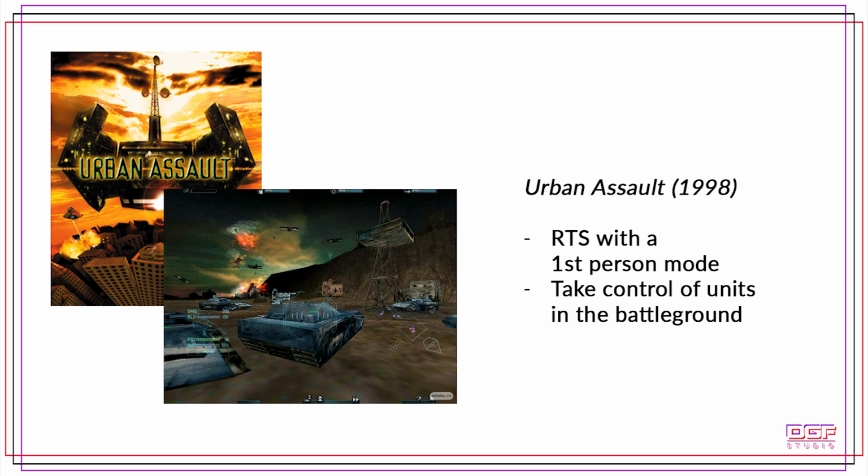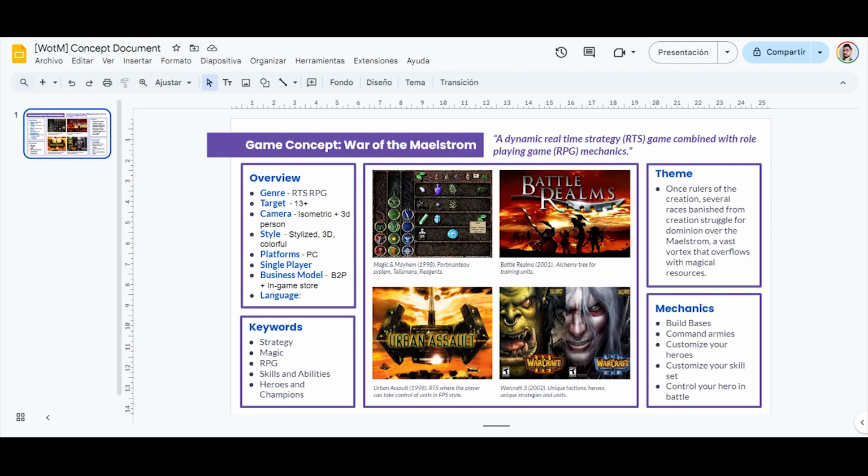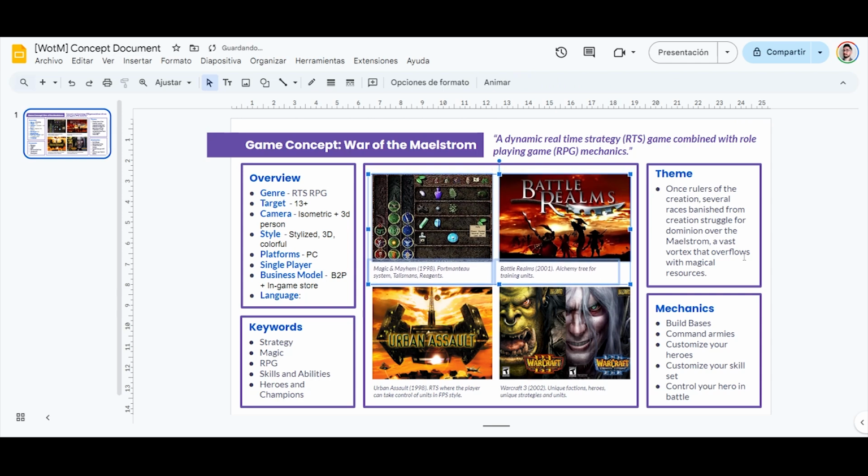Then Urban Assault, a very interesting RTS that allow you to take control of your units, combining strategy with first-person shooter mechanics. I love to do the same with my heroes, but with a twist. And then we have Warcraft 3, a game where heroes were of the utmost importance, and each faction was really unique in terms of units, buildings, and strategies. Awesome now! We have an outstanding concept document. I hope you followed me with your own concepts, and now you too have your own concept document.